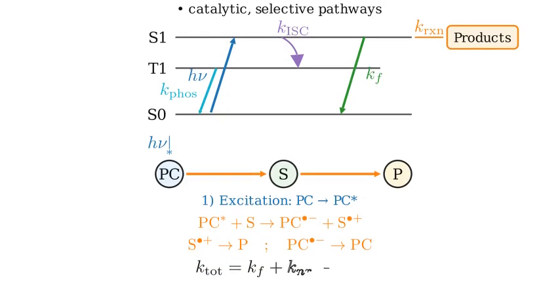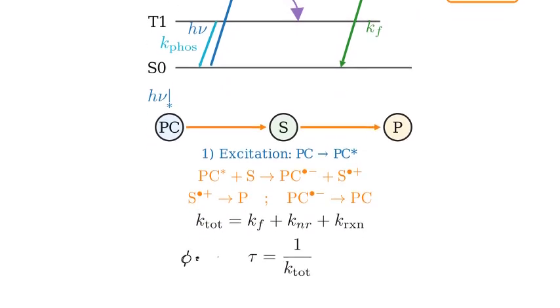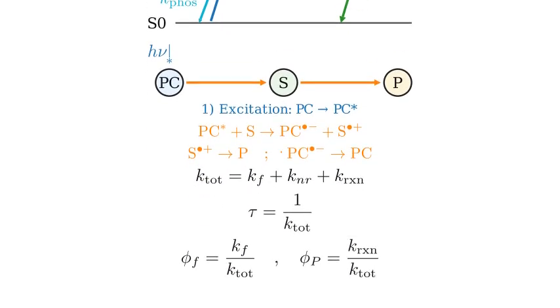We quantify excited state behavior with simple rate constants. The total decay rate k_total equals the sum of radiative k_f, non-radiative k_nr, and reactive k_reaction. The lifetime, tau, equals 1 over k_total. The fluorescence quantum yield, phi_F, equals k_f over k_total. The product quantum yield, phi_P, equals k_reaction over k_total.